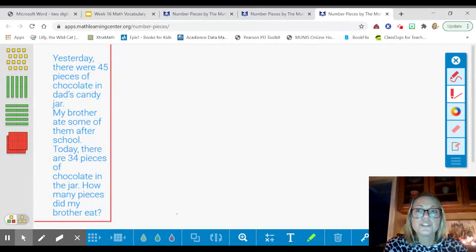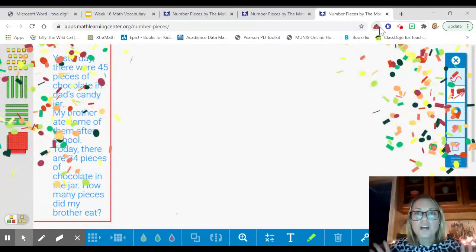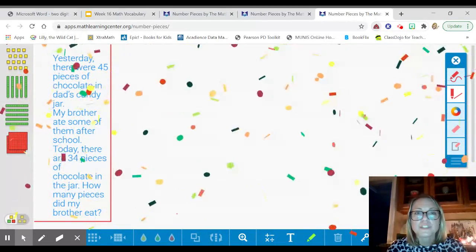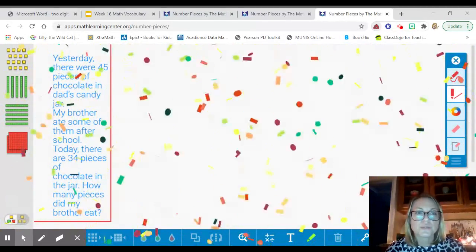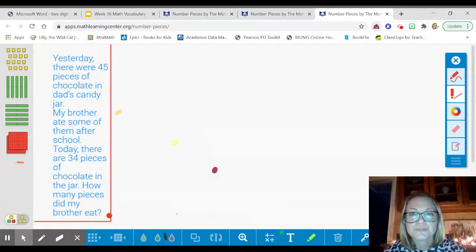Okay, boys and girls, so you should have worked the problem out on your paper. You could have used the base 10 or the expanded form model, whichever model works for you. And good job, boys and girls. I'm so proud of you. I know that you took the time and you worked your problem out. I hope that you circled your numbers and you underlined your keywords before you started working.